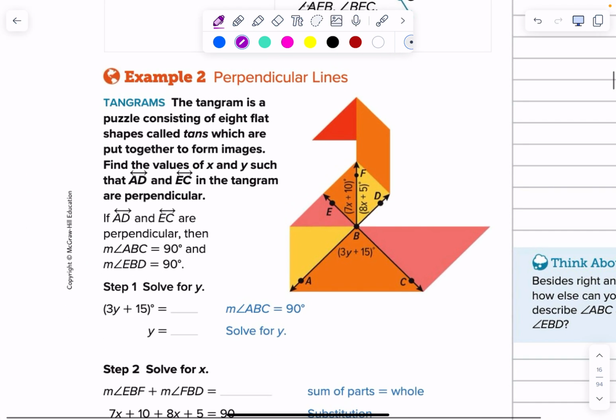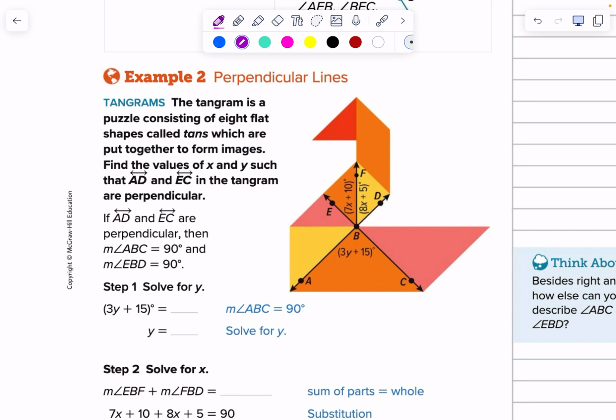Go to example 2. We're moving right along here. Example 2. Is this like a paper folding thing? Tangram. Oh, it's not a paper folding thing. It's one of those little things where you fit the rectangle and the triangles together, right? Tangram. Mrs. Crano has a bunch of those, right? Where you fit them together and you make different shapes. This looks like a little dove thing, okay? Whatever. The tangram is a puzzle consisting of 8 flat shapes called tans, which are put together to form images.